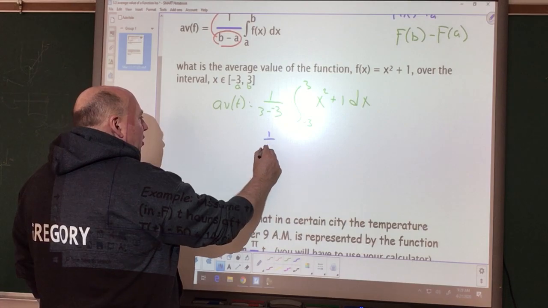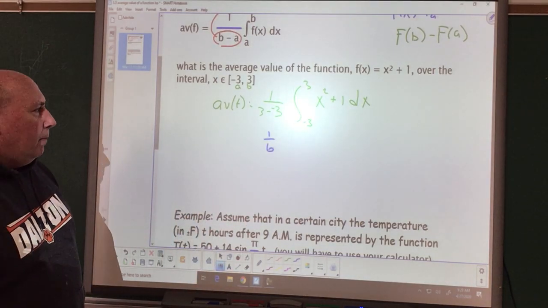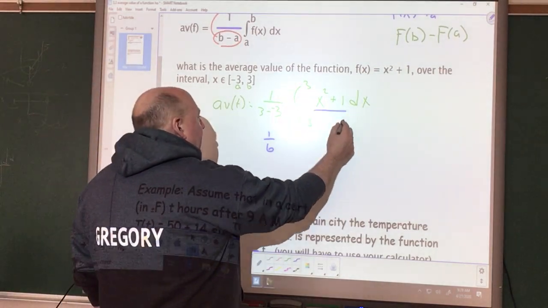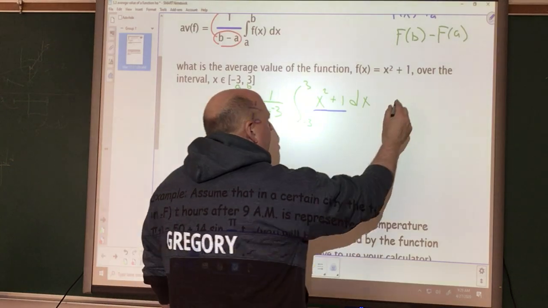So we have 1 over 3 minus -3, which is 6. 3 minus the -3. We have to take our antiderivative of this using our exponent rule once again.